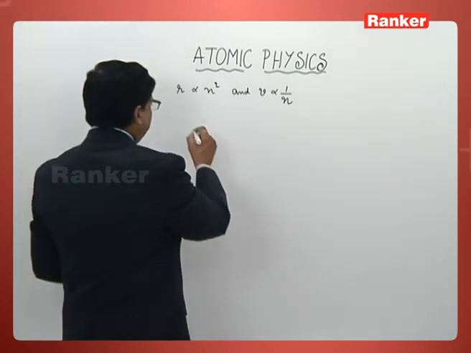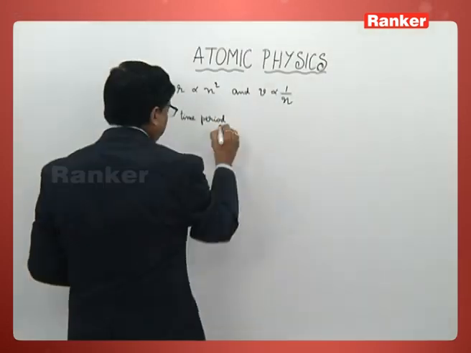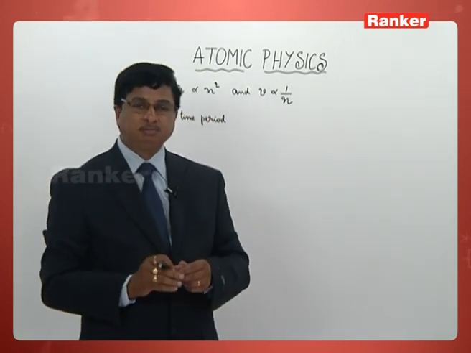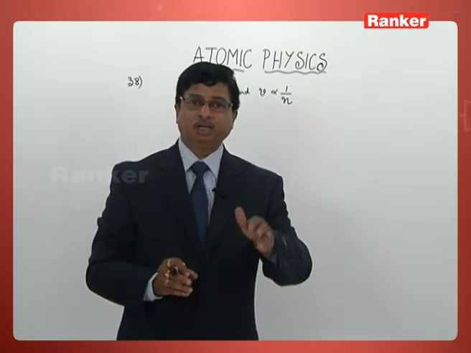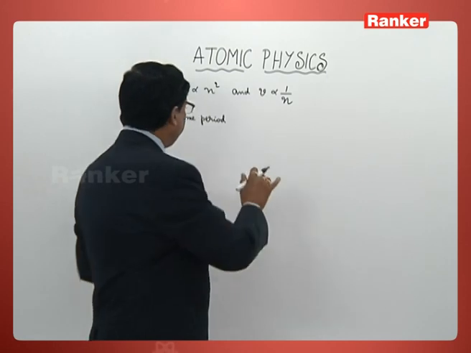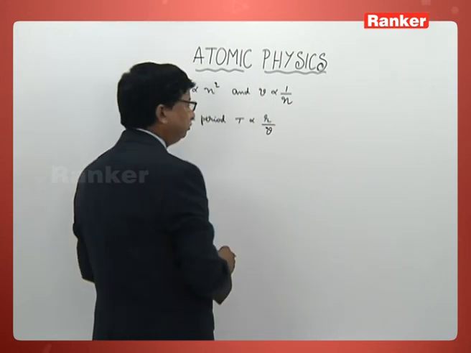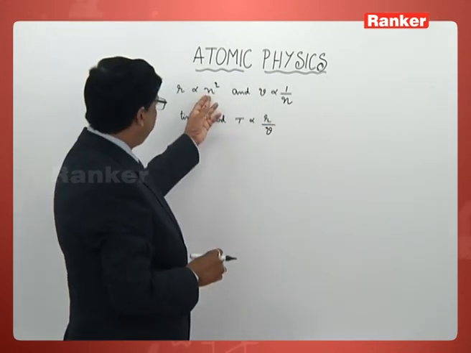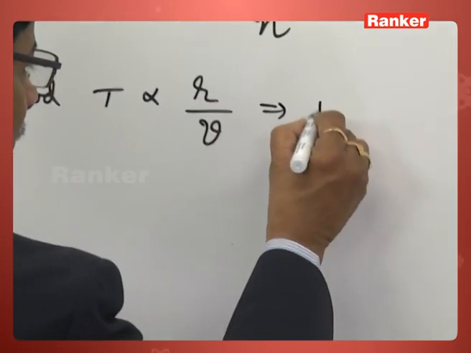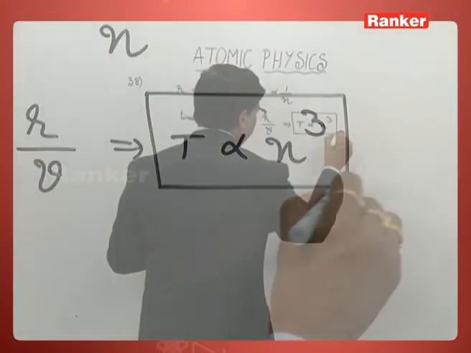So the time period, in fact while taking up the time period of any electron in an orbit, we take that as 2 pi r by v, the distance travelled divided by the velocity. 2 pi r by v, we used to write the same. I can write it this way now, time period is proportional to r by v. So you can understand r is proportional to n square and v is proportional to 1 by n. Ultimately what can we write now? T is proportional to n cube. This is the one what you have to understand.